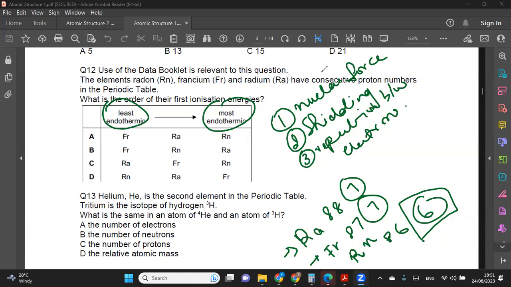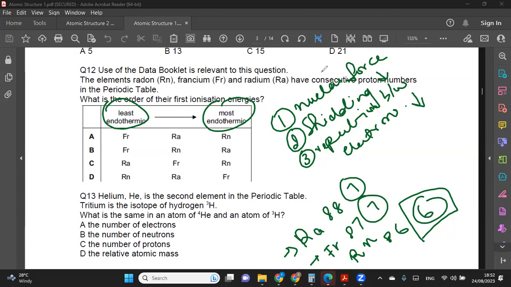And what about the electrons? Between radium, francium, and radon, who has the least number of electrons? Khadija? Radon. So radon has fewer electrons, meaning that it has less repulsion, and it also has fewer shells, which means it has less shielding.